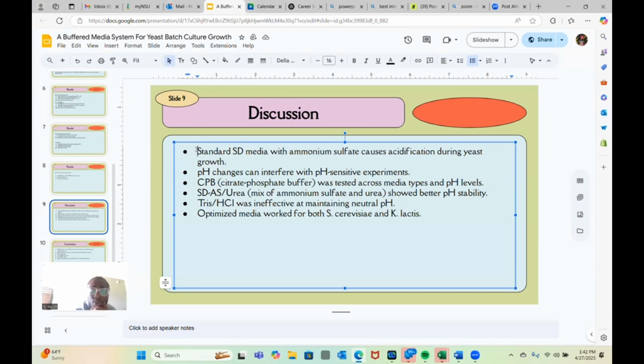And finally, optimized media, the last one. The optimized media with CPB were successful in growing both S. cerevisiae and the disease strain without big pH changes. It didn't require a lot for it to grow. Yeah, I think that's it.